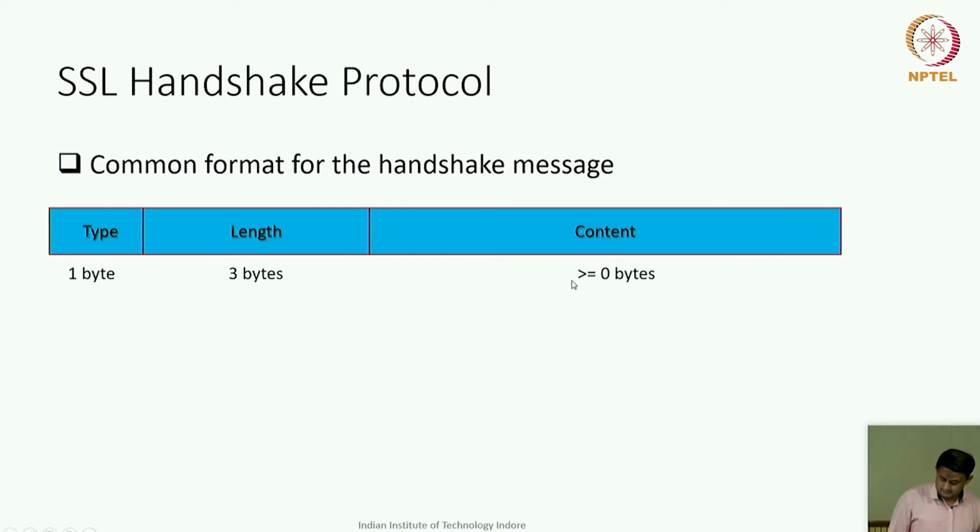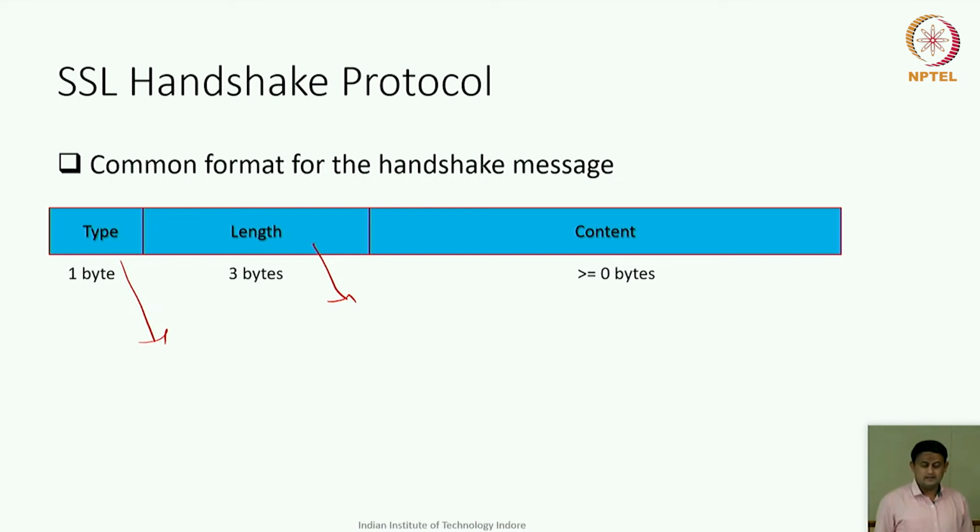The third management layer protocol, which is the most complex of the 3, is called the SSL Handshake protocol. Before we go into details, let's look at its structure. The SSL Handshake protocol has 3 components. The first component is the type of message, which is 1 byte, and the second component indicates the length of the message carried here. That length is indicated here, and the actual content is here.